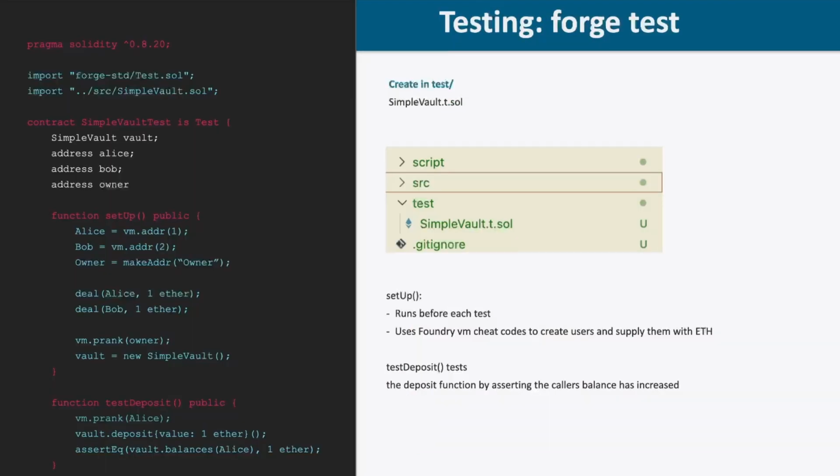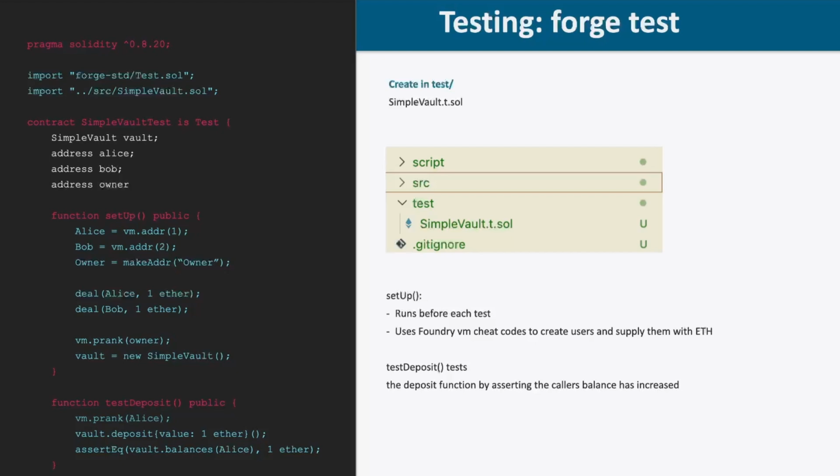This is the most important slide in this module. Before you deploy to the blockchain, before your code touches any real money, you must test it thoroughly. In Foundry, tests go in the test folder. Here we can create a simple vault.t.sol file.